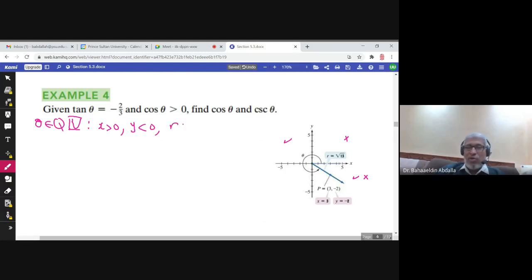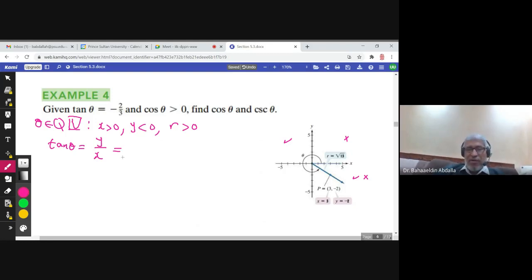And I always know that r is always positive. Okay. Now, what is the information given in the question? He told me that tan theta is negative 2 over 3. I know that tan theta is defined to be y over x. That's the definition of tan. And tan is negative 2 over 3.